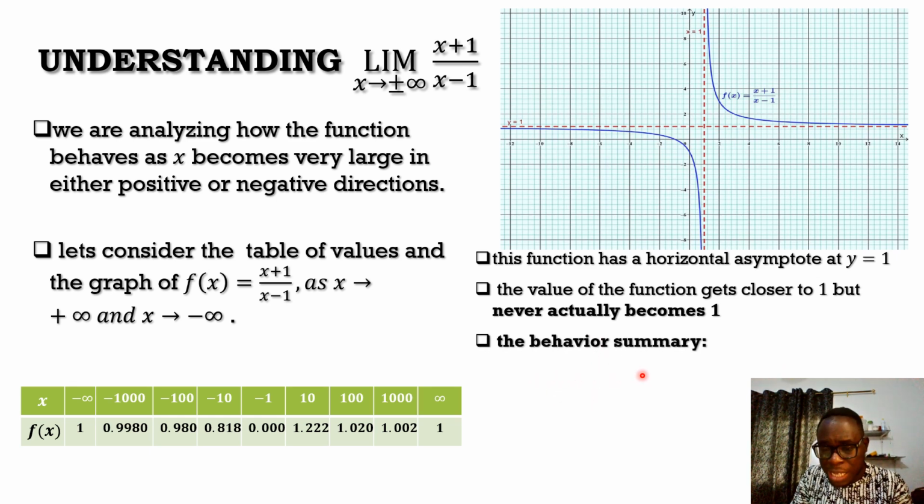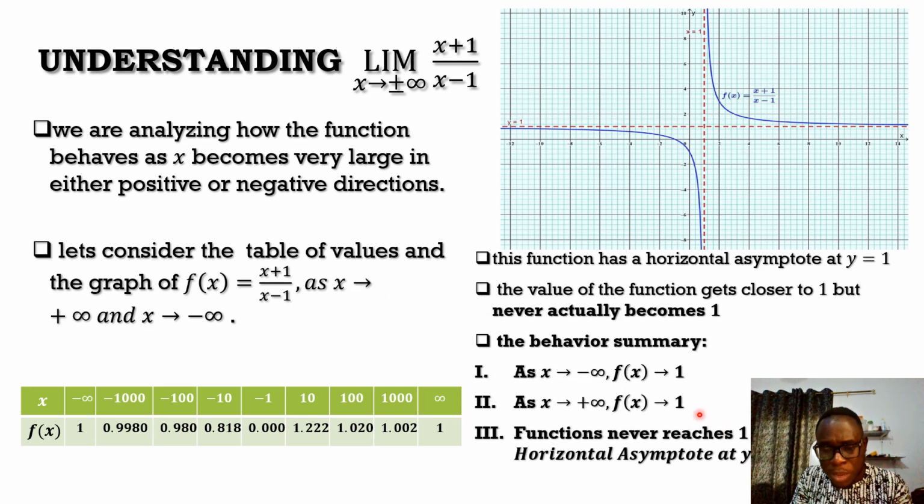So the behavior summary is such that as x approaches negative infinity, f of x approaches 1. That is the limit value, that is the approximate value. Then as x approaches positive infinity, f of x also approaches 1. So what it means is that the function never reaches 1 and it has a horizontal asymptote at y equal to 1.